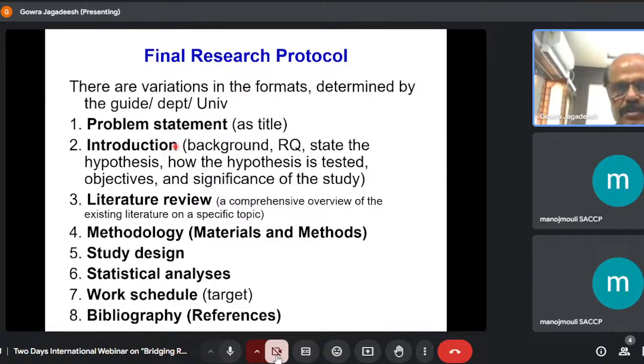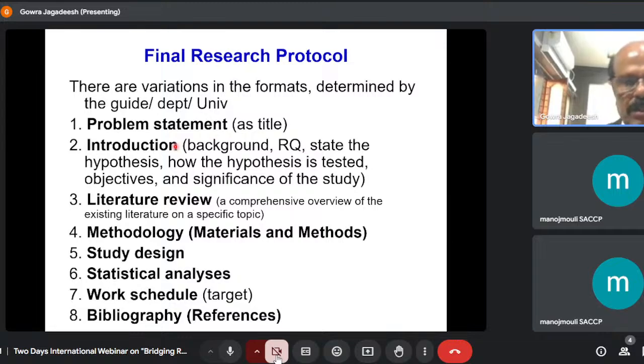One is the title of your thesis, that is the problem statement, introduction, background, research questions, state the hypothesis, how the hypothesis is tested, literature review, methodology, study design, statistical analysis, work schedule, and write down the references starting from 2024. Six months before that protocol, you would already have got a lot of very recent references. About 20 to 30% of your references should be recent ones, meaning publications from the past 5 years.